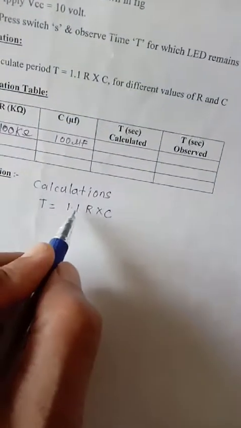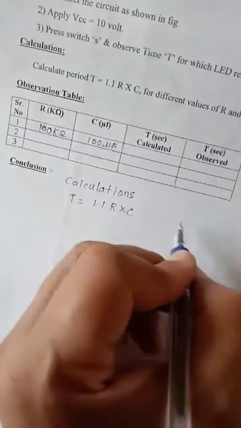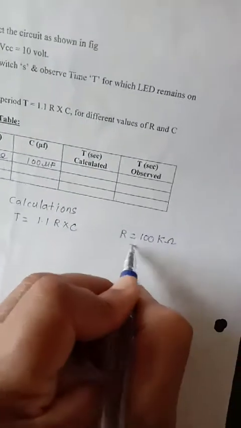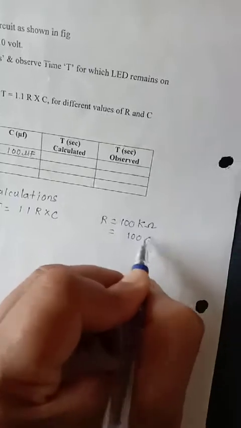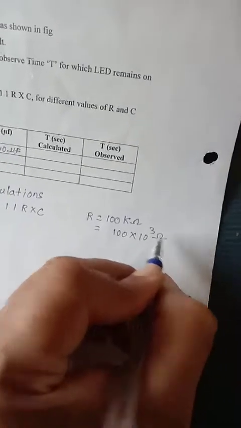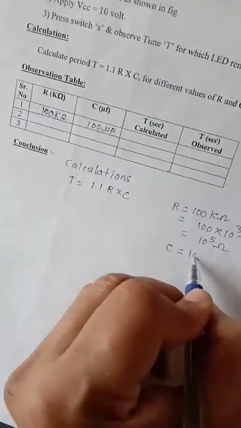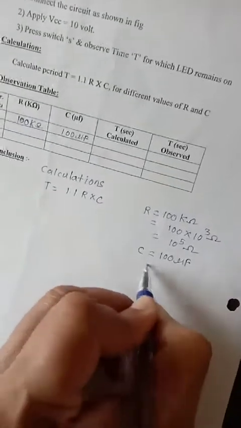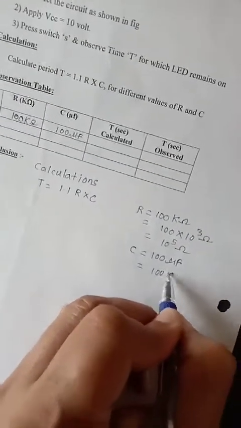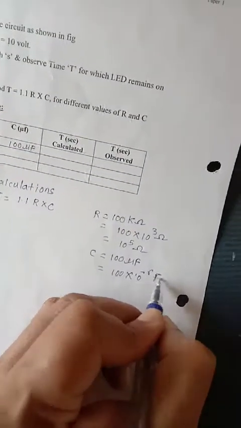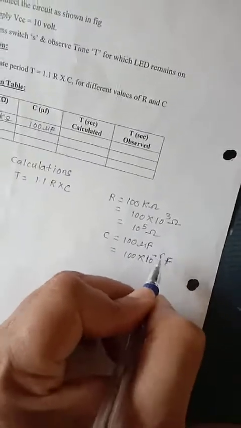So first use the right formula: T is equal to 1.1 RC. Here, given R is equal to 100 kilo ohm, that is 100 into 10 raised to 3 ohms, that is 10 raised to 5 ohms. And C is equal to 100 microfarad, that is 100 into 10 raised to minus 6 farad.